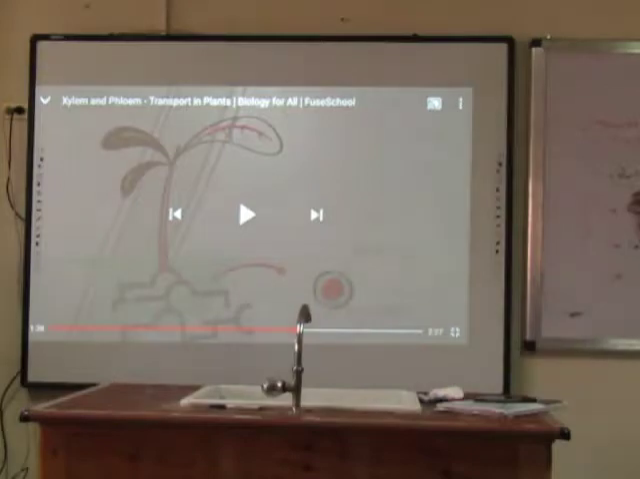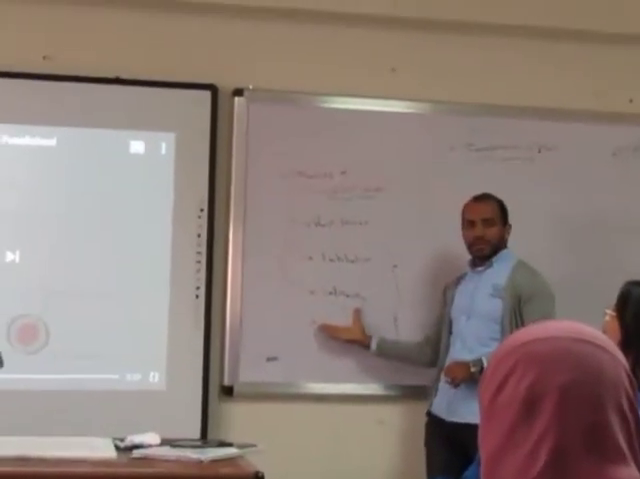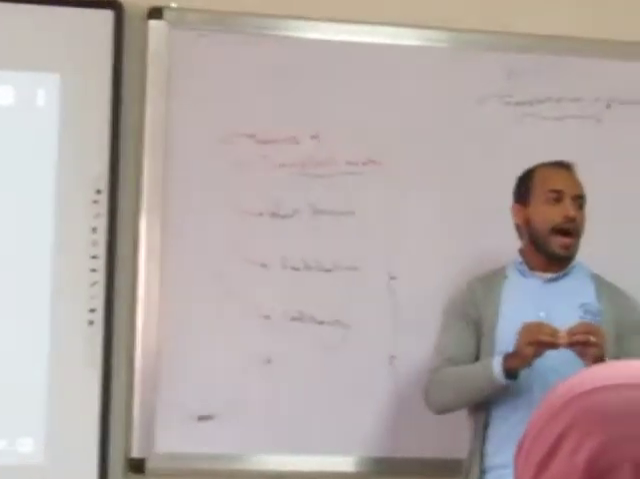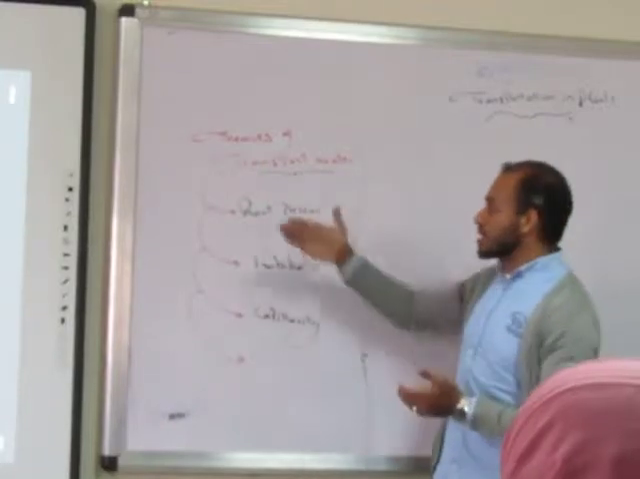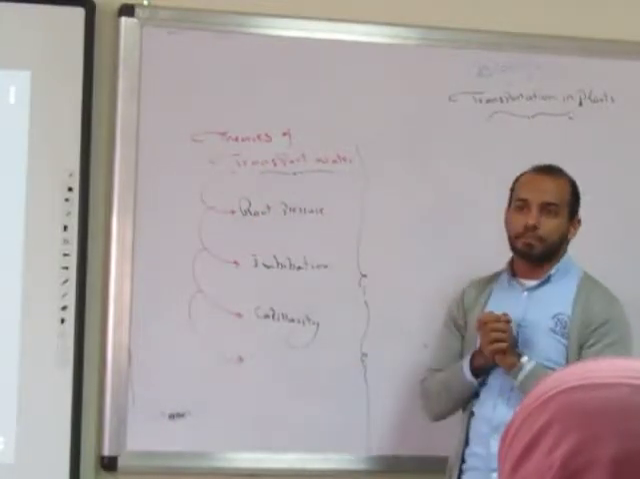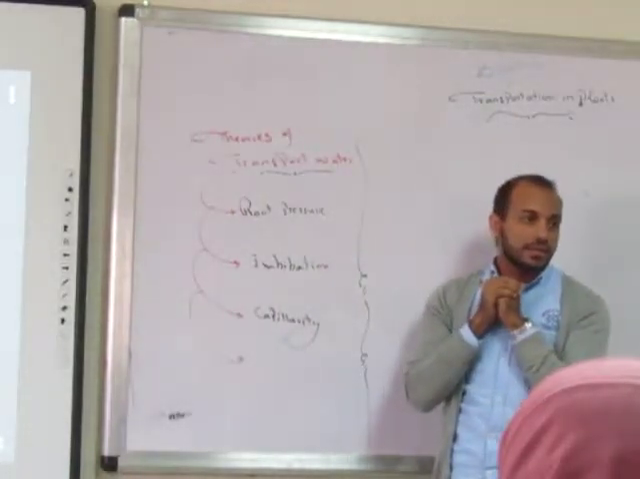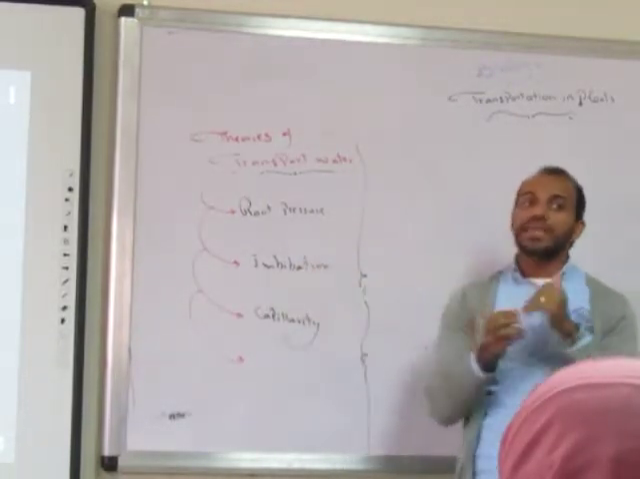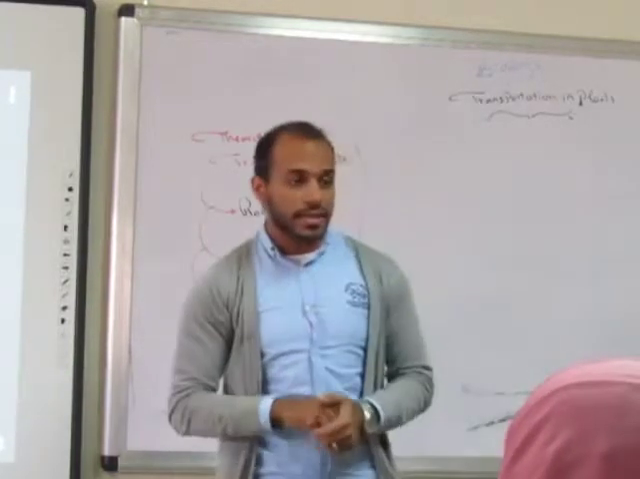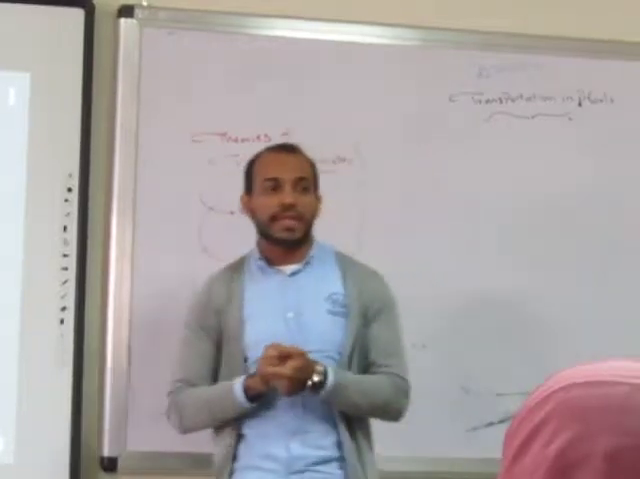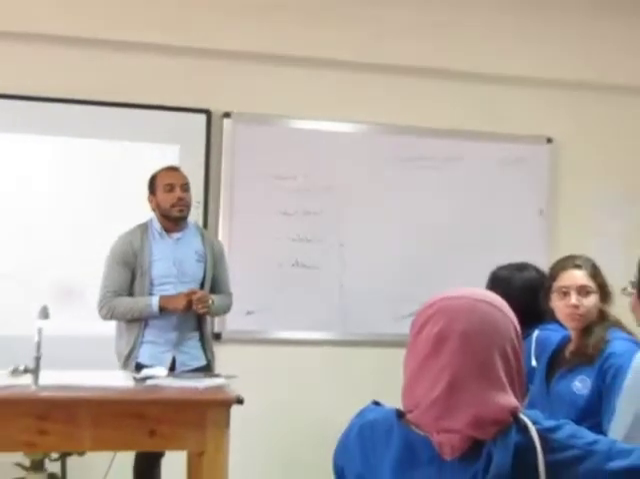Let's return back to our theories. Again, we said that we have 4 theories. They try to explain how the water can flow inside the xylem. We said the root pressure doesn't explain it. What about the imbibition and capillarity? Does imbibition explain how the water can flow inside the xylem vessel itself? Does it explain? No, it doesn't explain. Why doesn't it explain that?